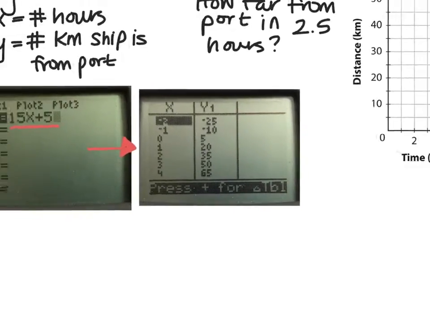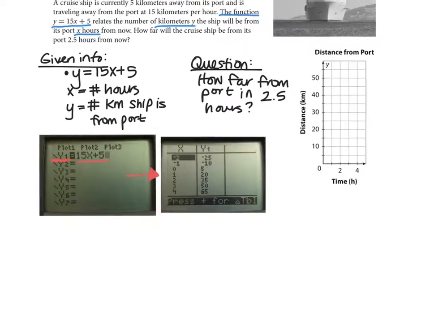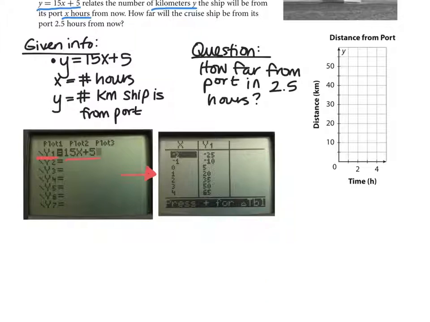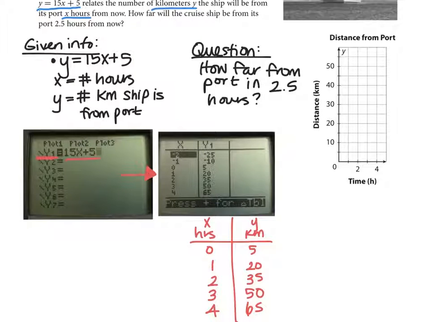Okay, so the first thing I'm going to do is go ahead and copy down that table for my notes. All right, and notice a few things. First of all, notice that I did not include these points at -2 and -25 because this problem is talking about hours and kilometers, and it doesn't make sense to start at -2 hours or to be -25 kilometers away from port.